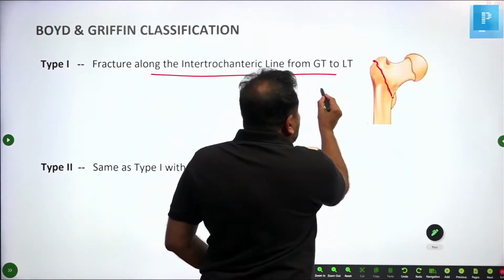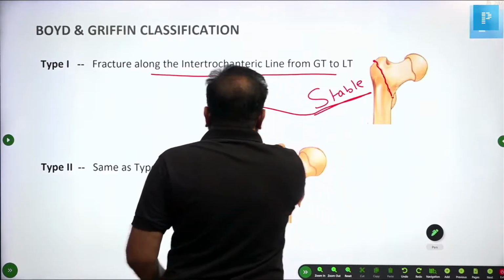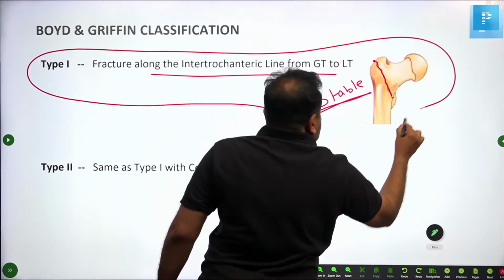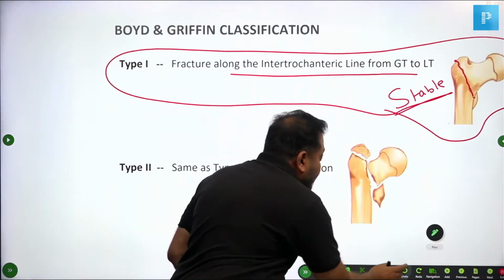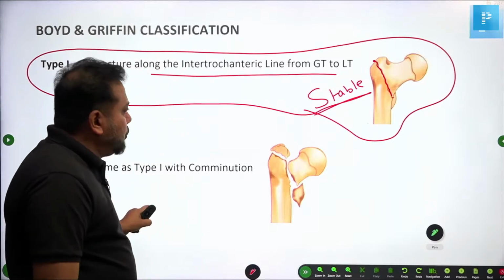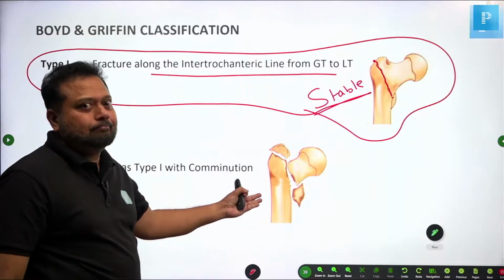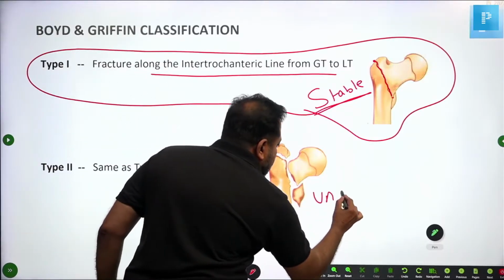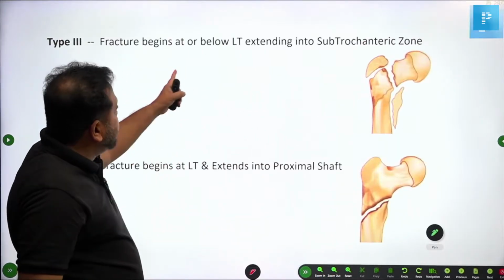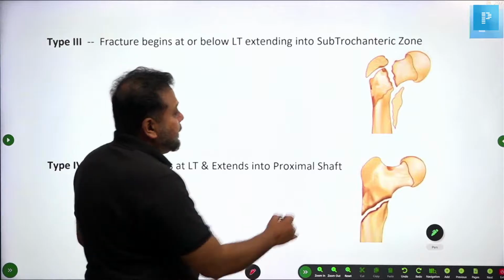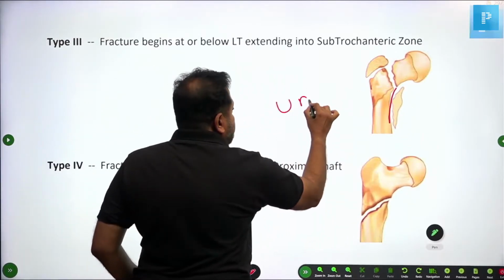Only this type 1 is called stable fracture. When they give a diagram like this or explain type 1, this alone is called a stable fracture. Type 2, same thing from GT to LT, but so many comminutions are there. So this is an unstable type. The third type, the fracture begins at or below LT extending into the subtrochanteric area. This again is an unstable type.